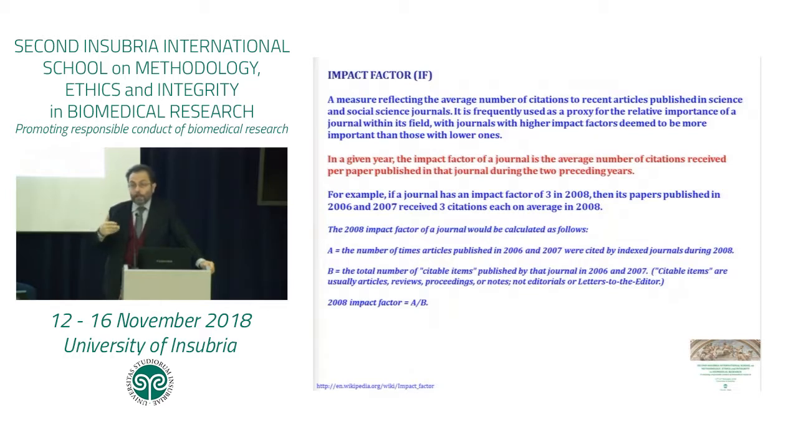So for a journal having an impact factor of 2 in 2018, it means that the papers that were published in the previous 2 years received on average 2 citations per paper. This is just the meaning of the impact factor. Possibly very simple.